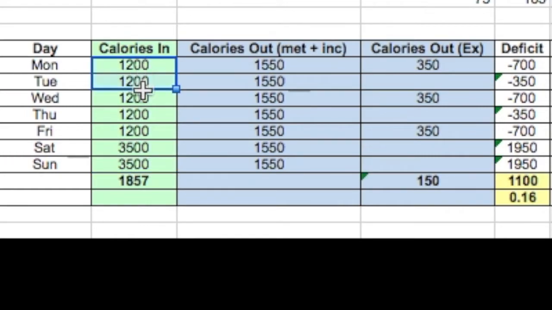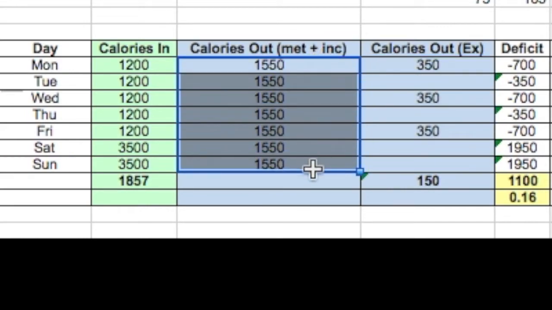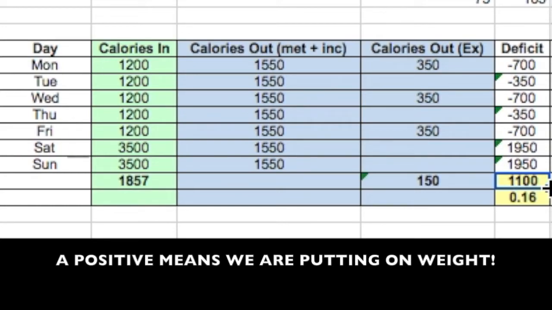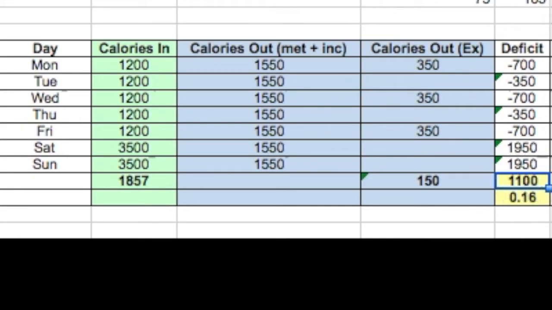We're so strict through the week, right? Monday through to Friday, we are so strict, having 1,200 calories. Our exercise stays the same, our incidental activity and metabolism have stayed the same, and all of a sudden, that 3,500 calorie deficit that we had before is not a negative anymore, it's a positive of 1,100, which means that those calories that we haven't burnt up, because we're in a positive, have got to go somewhere. They get stored, and now we're putting on weight. It might not be a lot, but 0.16 of a kilo over time, that adds up.